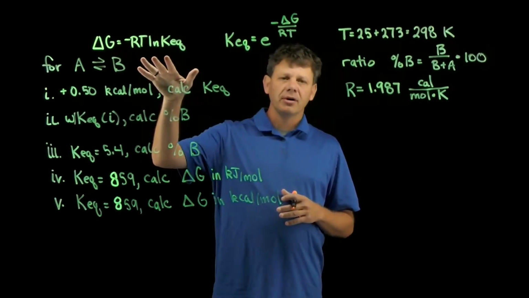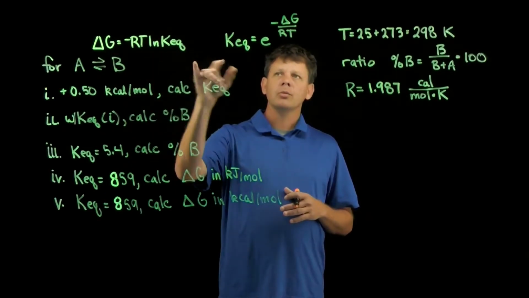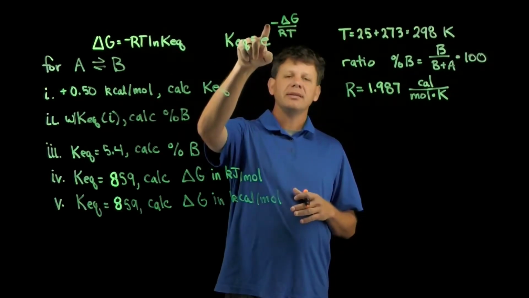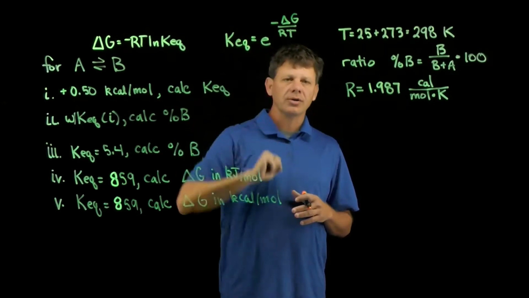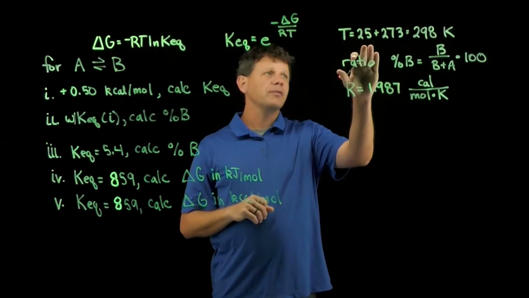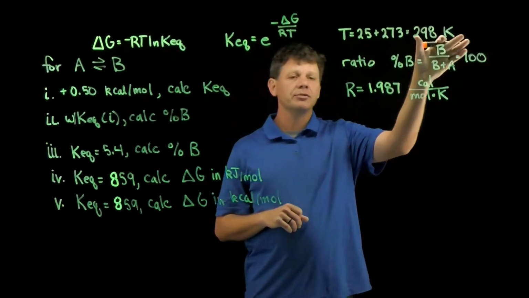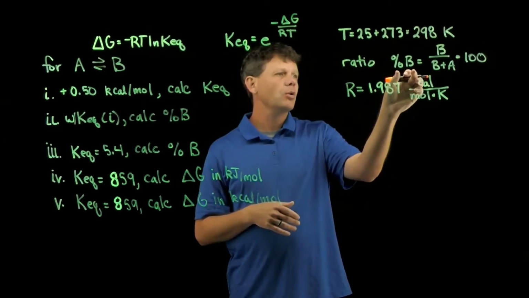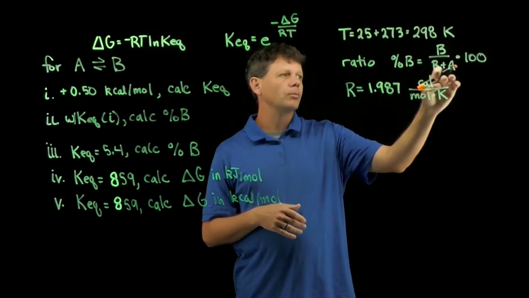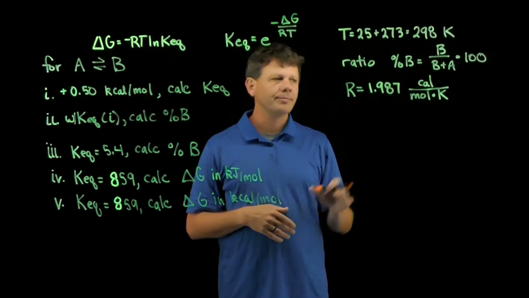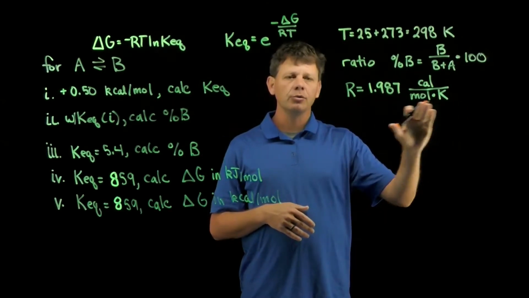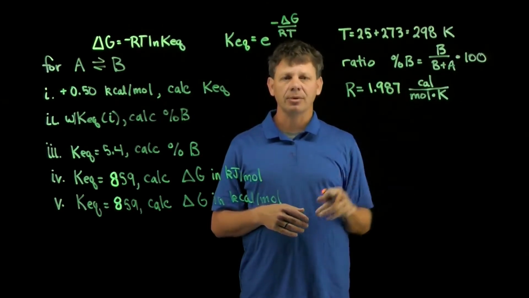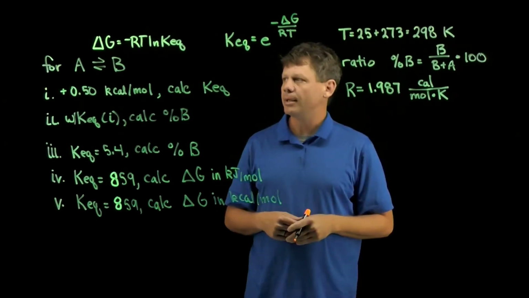Delta G equals negative RT natural log of KEQ. Rearrange that: KEQ equals E to the negative delta G over RT. The temperature was given as 25 degrees plus 273 gives 298 Kelvin, so we'll use that. If we want to calculate a ratio of a percent B, we'll take B over B plus A times 100. And the value for R, we're going to use 1.987, in calories. That's going to matter here in a minute.